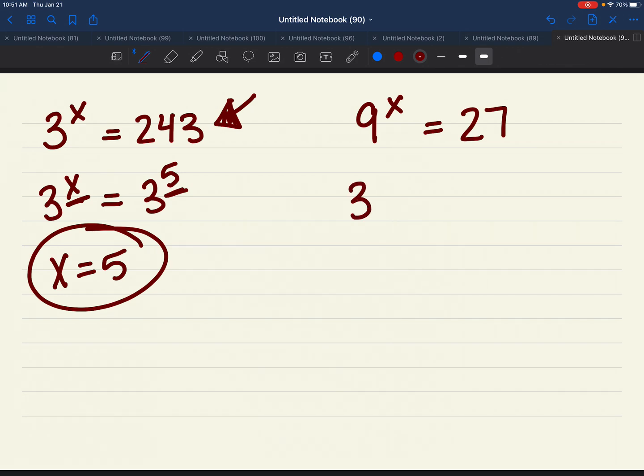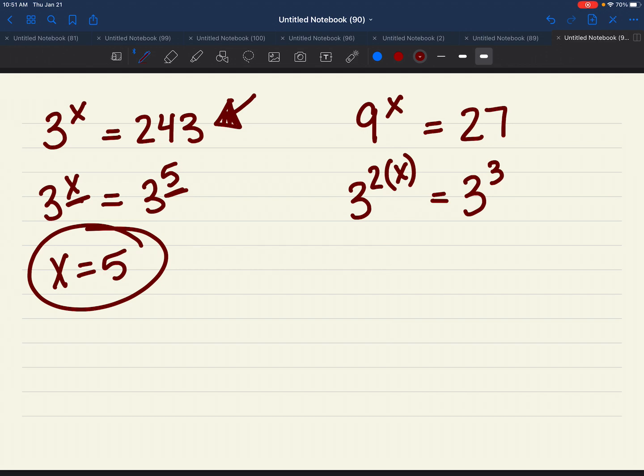So 3 to what power is equal to 9? Squared. 3 squared. Okay, there was already an x in the exponent, so we multiply that. And 3 to what power is 27? 3 to the third power. Okay, so listen, all I am doing is changing these numbers back to exponent form. Does everyone understand how I got 3 squared and 3 cubed?